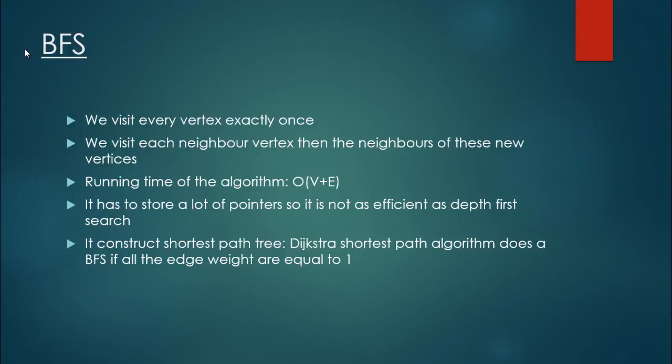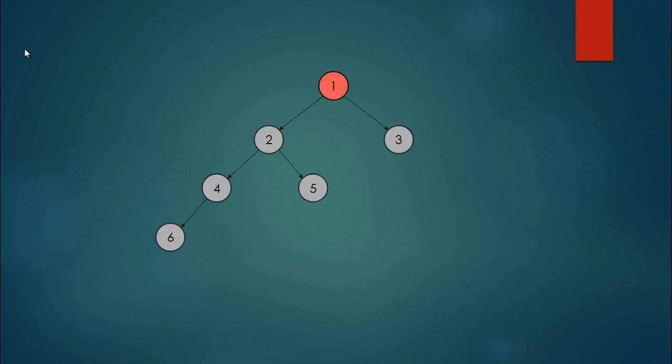For example, Dijkstra's shortest path algorithm does a breadth-first search if all the edge weights are equal to 1. So what's the disadvantage of breadth-first search? That it has to store a lot of pointers, and that's why it's not so memory friendly. And what's the advantage, on the other hand? That it constructs shortest paths, and sometimes it has several important applications. We are going to talk about it later at the end of this video.